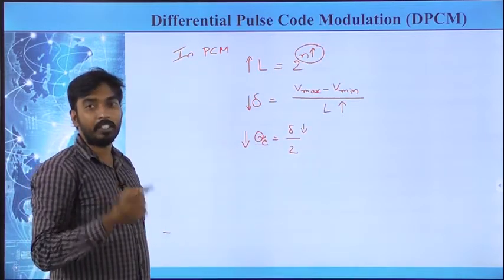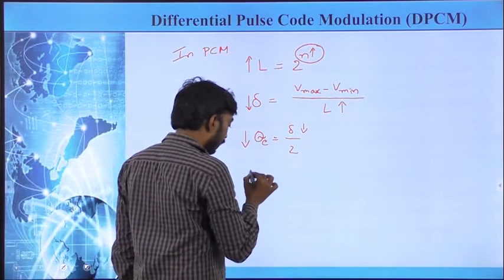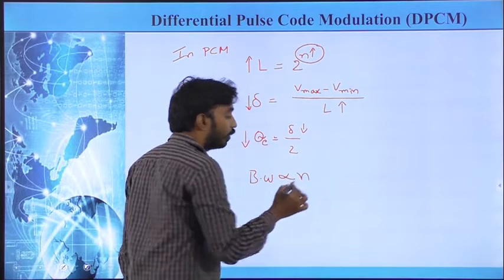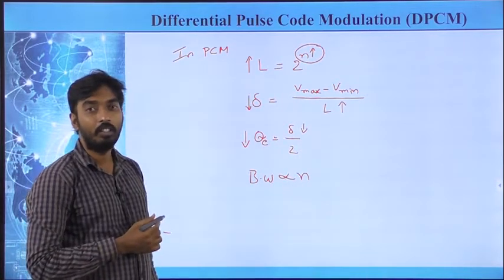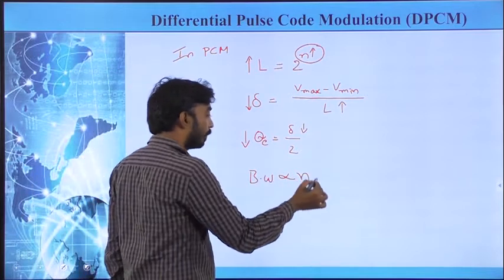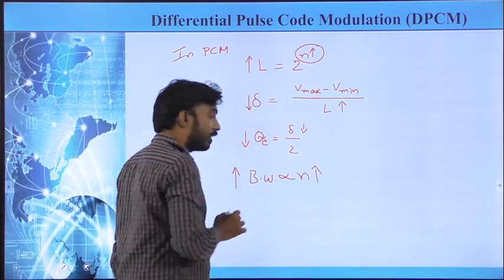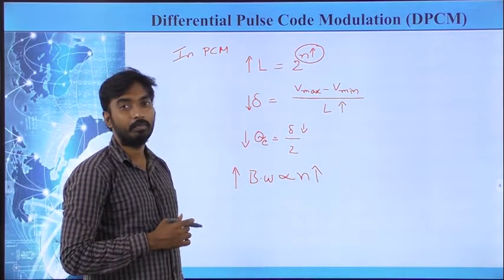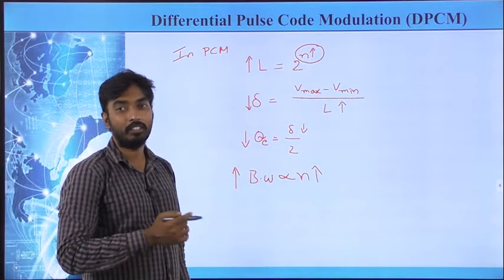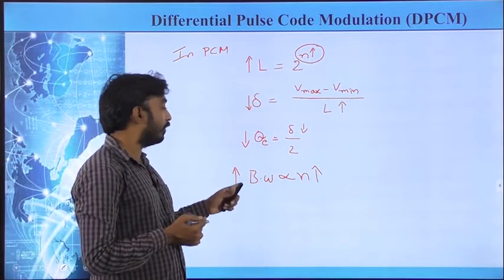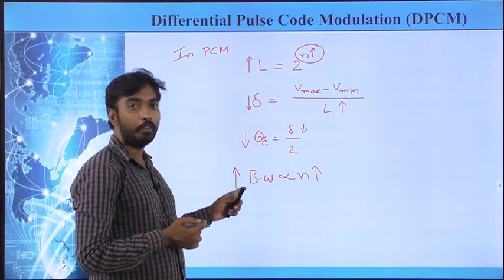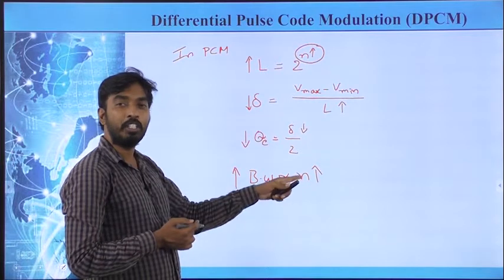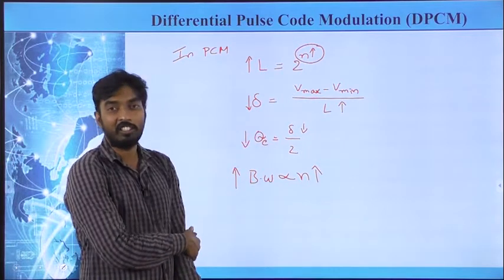Whenever the number of bits increases, the system bandwidth increases, which is not good. System bandwidth should be less. If I want to reduce the bandwidth, I have to reduce the number of bits. If I reduce the number of bits, my quantization error increases.